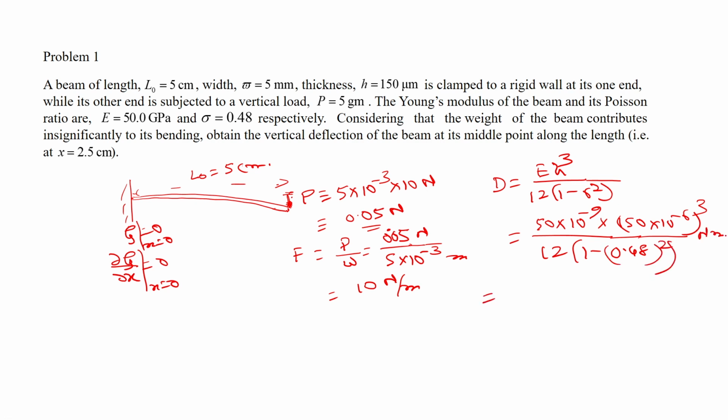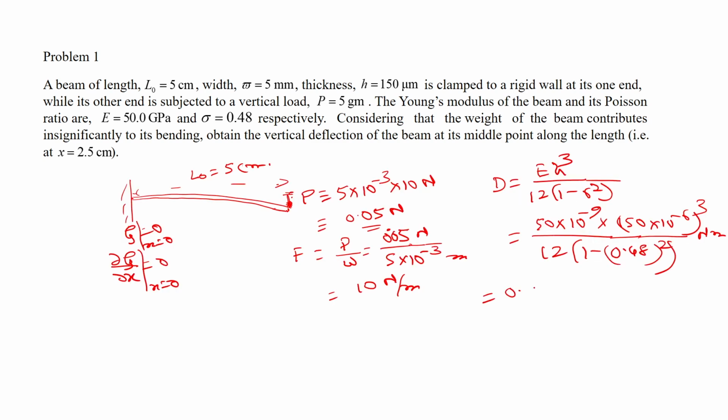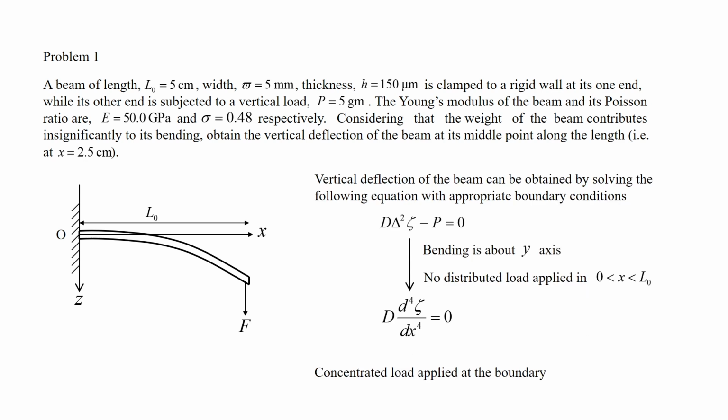So, this is in Newton meter, so you can estimate it. This comes out to be 0.0183 Newton meter. So, let us say it is 0.0183 Newton meter, and here F is 10 Newton per meter, that I have already obtained. So, now we need to solve this equation.